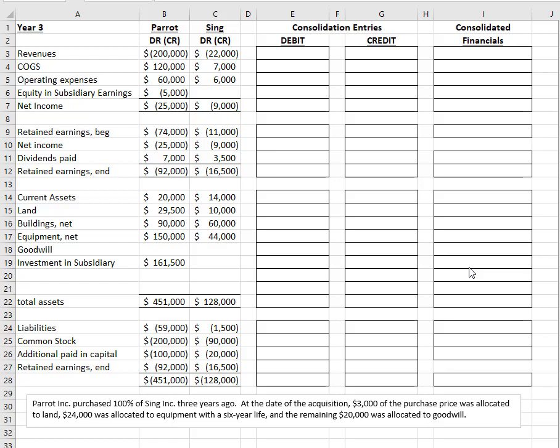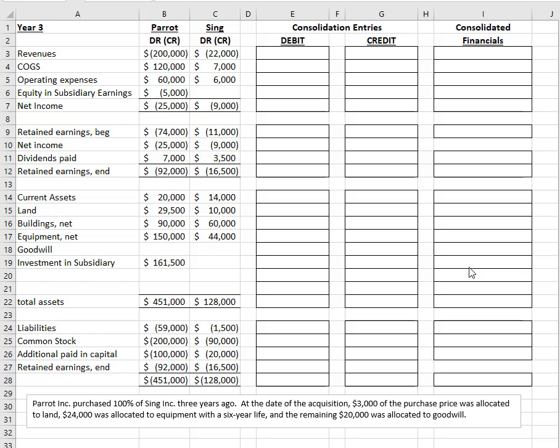So we're going to be working on Parrot and Sing here. And notice, please, that we are in year 3. What that means is that the excess of the fair value over the book value has been amortized once in year 1 and once in year 2. So the beginning balance that we set up for year 3 will have 2 years' worth of amortization. So the net book value of that difference will be what we book. Let me just walk you through that and see what I'm talking about.